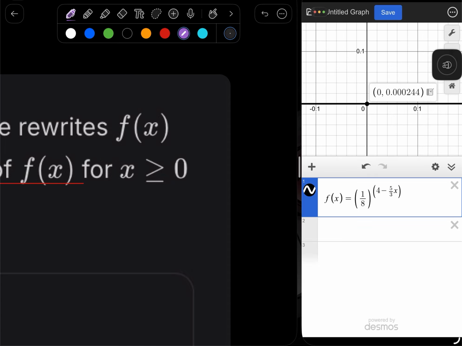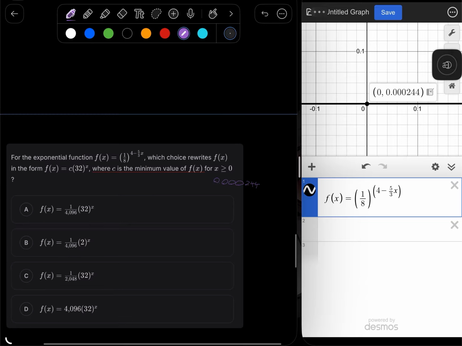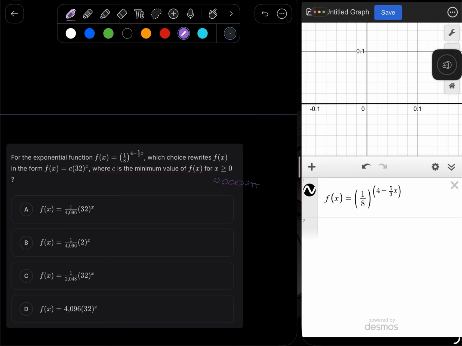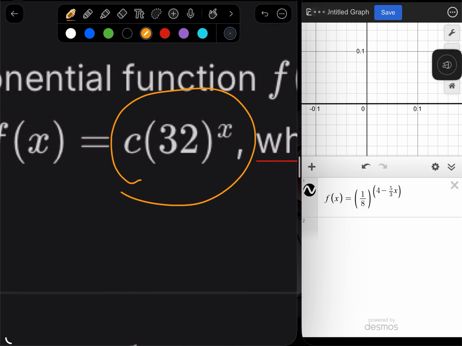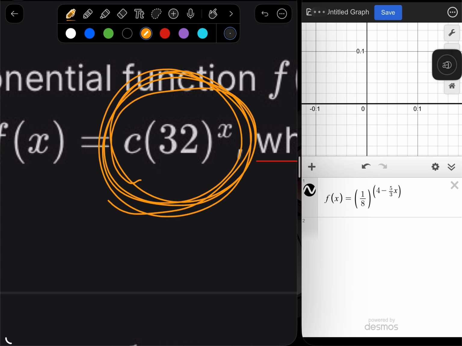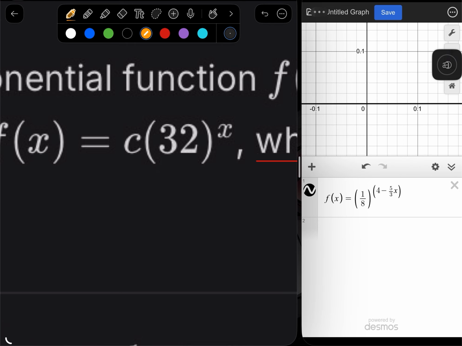Now at x equals 0, the value of the function is that decimal, so it's 0.00024. Okay, so now that we know that, what can we do with that information? Well, if c represents that value, and we know that we're looking for this form, f of x equals c times 32 to the x.